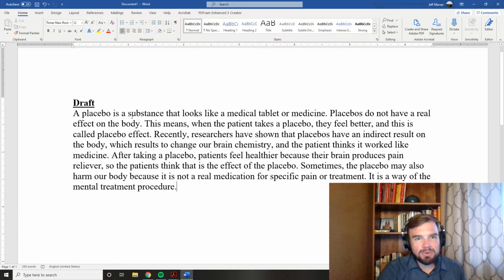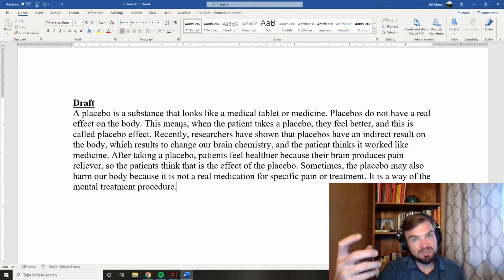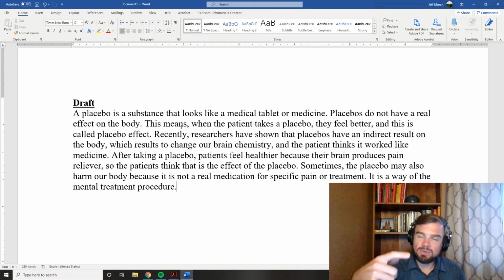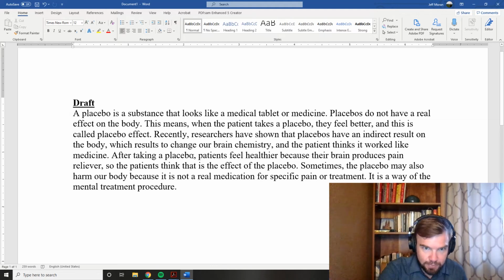A placebo is a substance that looks like a medical tablet or medicine. Placebos do not have a real effect on the body. This means, blah, blah, blah. I will also say if you want to make changes, edit, revise, fix some of your sentences that you sent me, please, you can definitely do that, okay? Do that before you do what I'm going to show you right now, which is look at the sentences that you wrote and then ask yourself, is this a simple sentence, a compound sentence, a complex sentence?